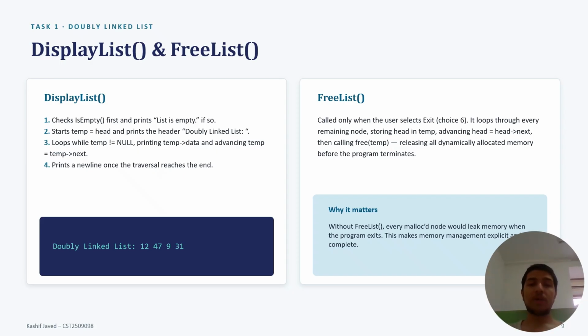Free list is only called when the user chooses to exit. It walks through every remaining node, storing head in temp, moving head forward, and freeing temp each time. This releases all the memory I allocated with malloc, so the program doesn't leak memory when it ends.